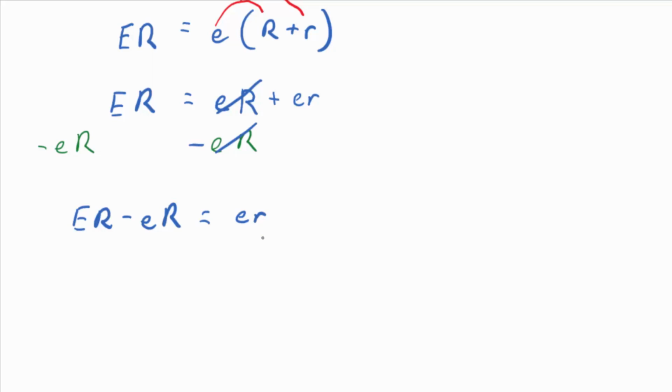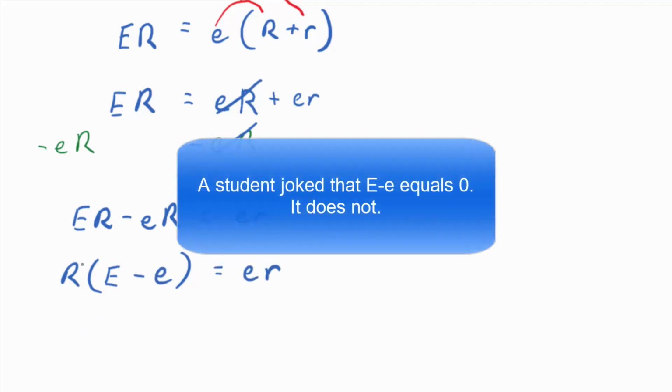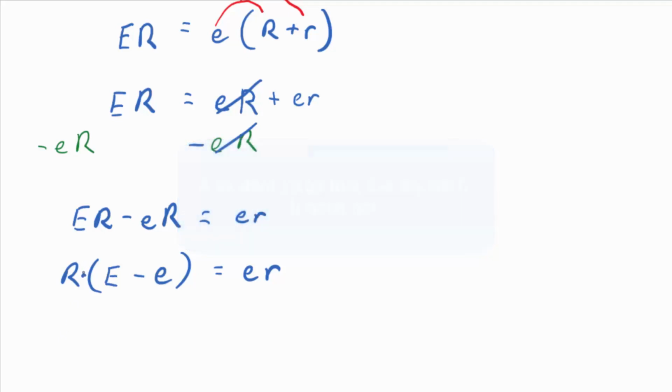Now this looks a lot like the last problem. How can I get a single R on one side of the equation? Factor out. Now I'm talking big R, right? So factor out the R. What's left? Big E minus little e. No, it doesn't. That's the dark side, right? Avoid that.